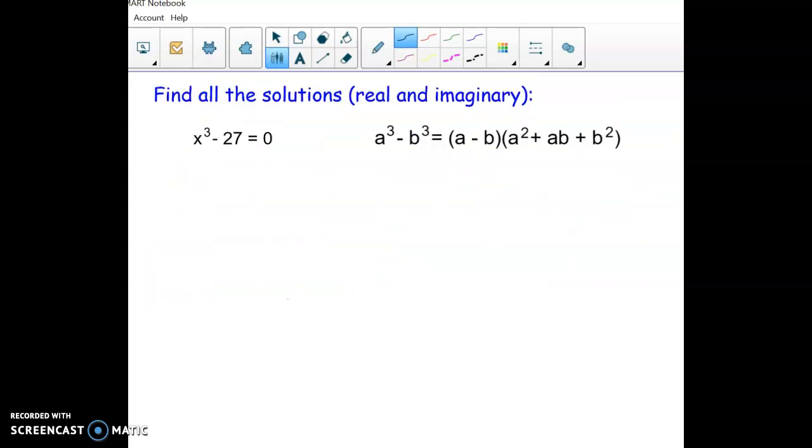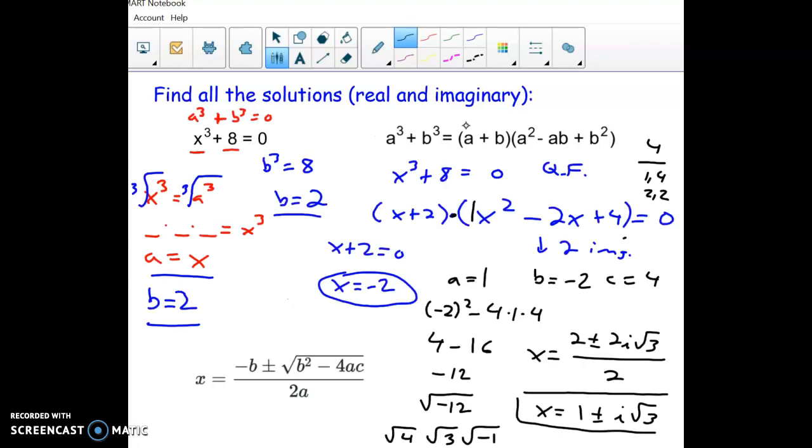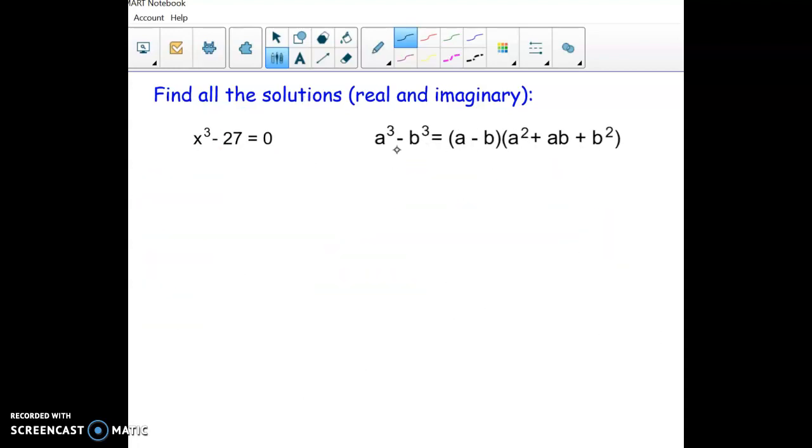Okay, so here's a second one where it's the subtract pattern. So I have my subtract pattern here. And again, we got to start by figuring out what is A and B. So for sure, pause the video and see if you can figure out A and B. Okay, so this x cubed is the a cubed. So I have to think number times whatever will give me x cubed. And hopefully you'll figure out that you just need an x.